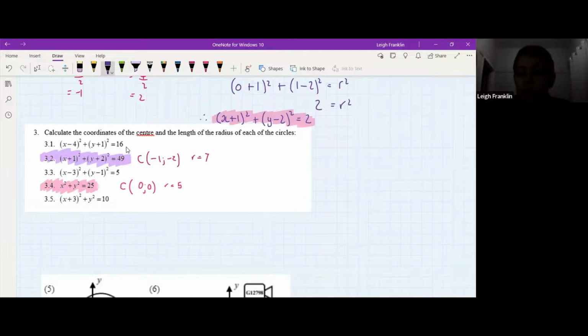Okay, so that's how we can use center radius form to read the coordinates at the center and the length of the radius. Incidentally, in 3.5, Leah, do you want to do that one for us? What are the coordinates at the center? Ma'am, -3 and 0. Beautiful. And our R is √10. Lovely. Excellent, well done. Okay, guys, so you see how that works. All right, it's quite straightforward.